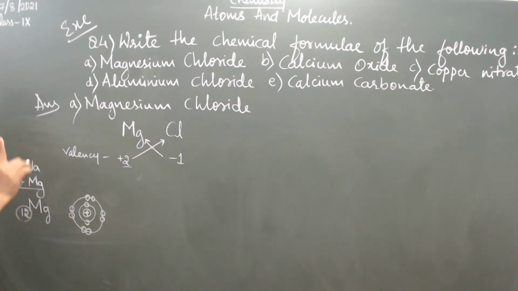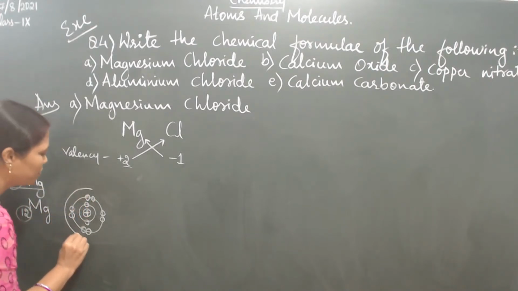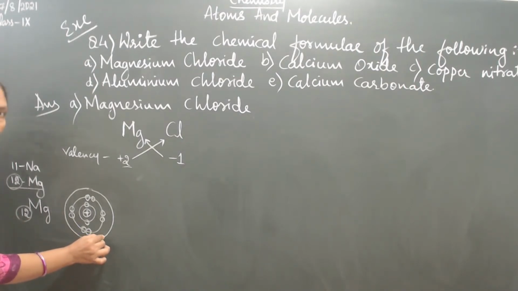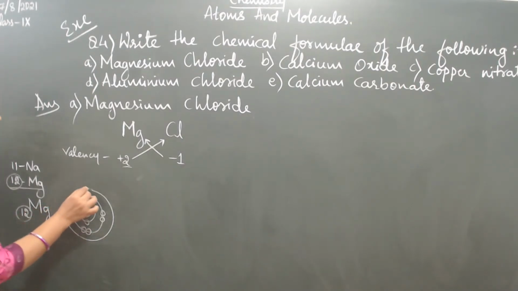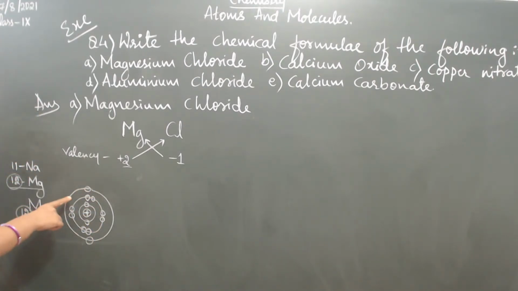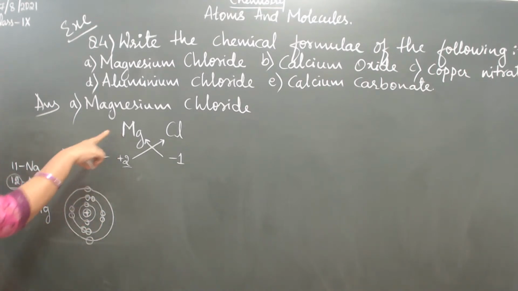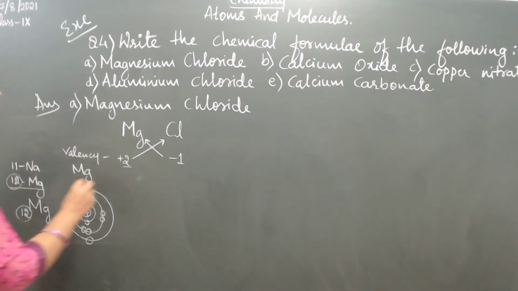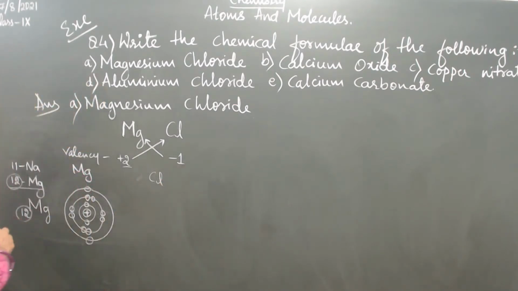Still, how many are left here? The 2 electrons are left over. So again, the remaining 2 electrons we have to distribute in the third shell. This is the first orbit, this is the second orbit, and this one is the third orbit. The remaining electrons we have to distribute in the third orbit. Okay, so this is about magnesium.